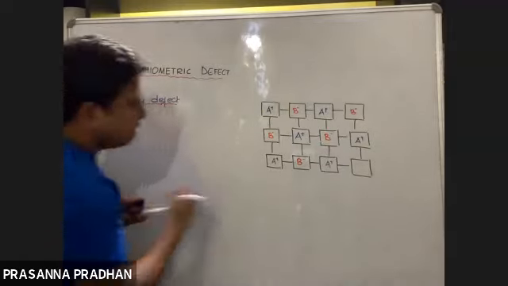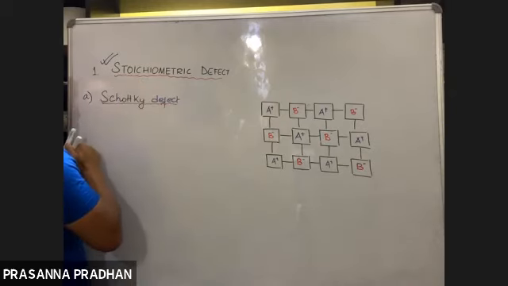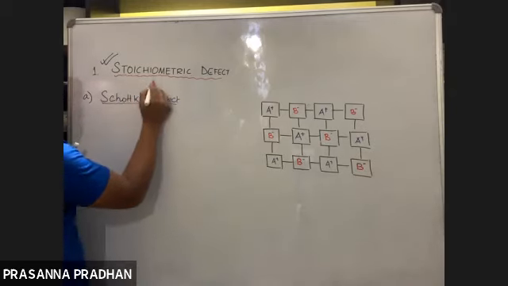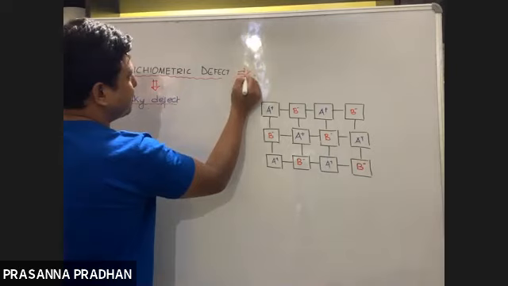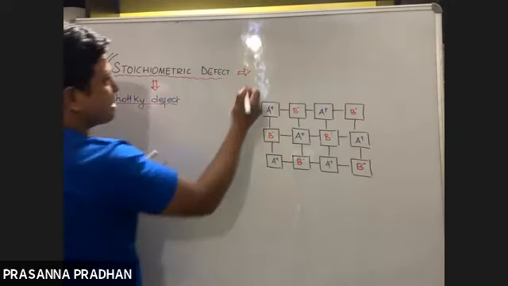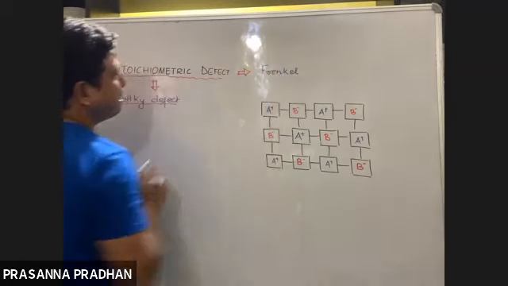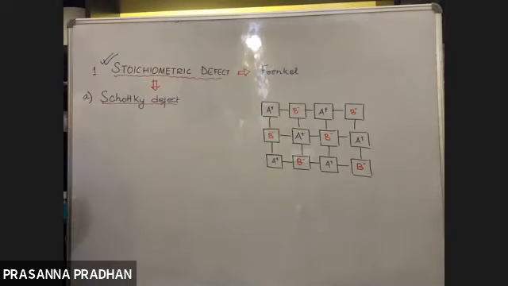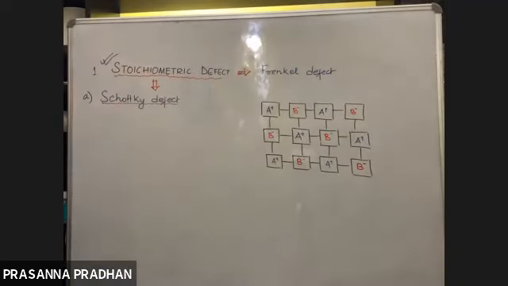You just concentrate on the board, I'm not going to draw again. Those are the types of stoichiometric defect. There are two types. One is the Schottky defect, and the other type is known as the Frenkel defect, which I am going to discuss afterwards. One is Schottky, the other is your Frenkel defect. First I am going to discuss the Schottky defect in detail.